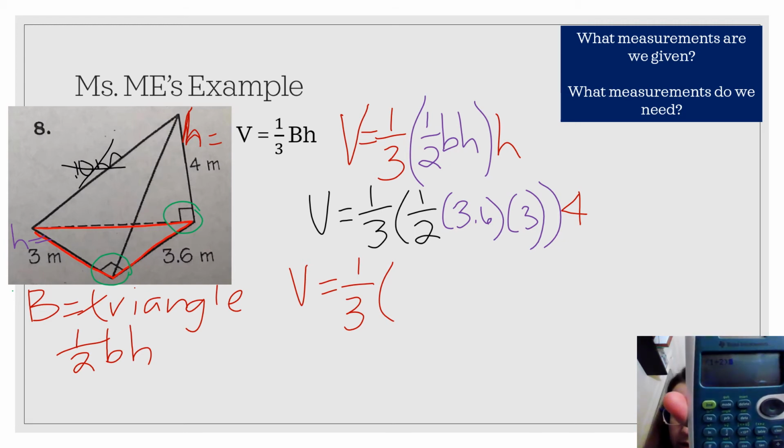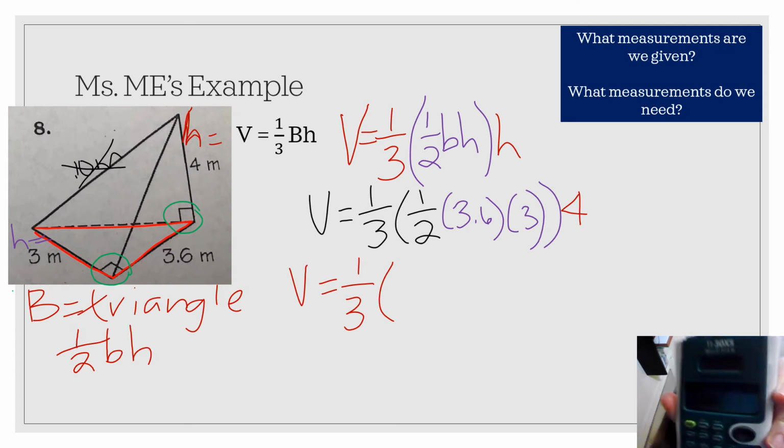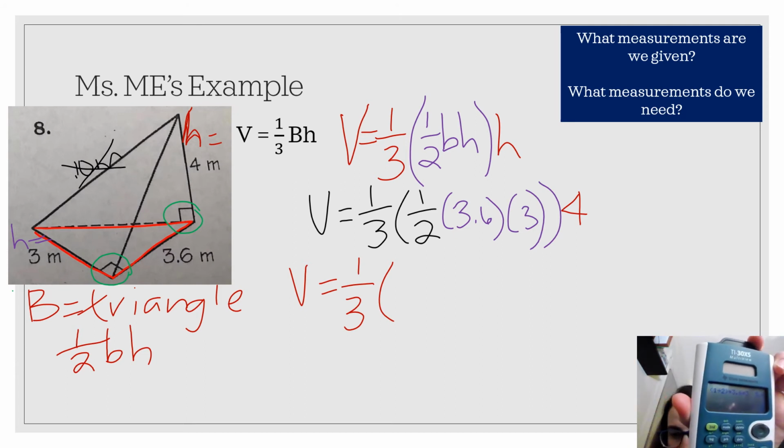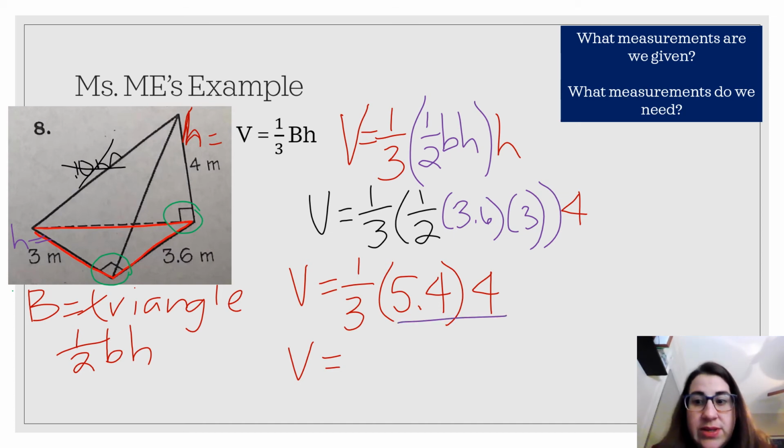Okay, now I'm going to multiply it by 3.6 and then multiply it by 3. And this is the area of the base of the triangle, 5.4. So I have 1/3 times 5.4 times 4. All right, now I'm going to multiply these numbers. I'm going to deal with dividing last because that's going to give me a nasty number probably if I were to divide earlier. So I have 5.4 times 4.